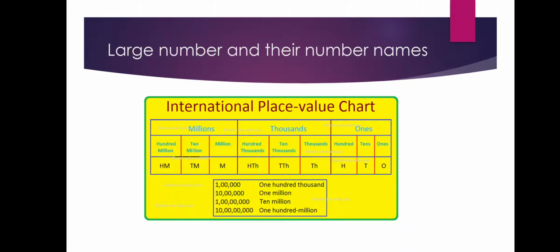Now we have large number names in the international place value chart. Now in this chart you can see there are 3 periods given to us. One is ones period, the second is thousands period, then there is millions period. Now each period is divided into 3 place values. Now in ones we have ones, tens and hundreds, that is similar to the Indian place value chart. Now in thousands we have again 3 place values, that is thousands, 10,000 and 100,000. And in millions we have million, 10 million and 100 million.